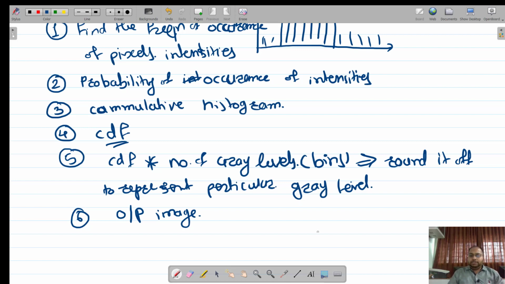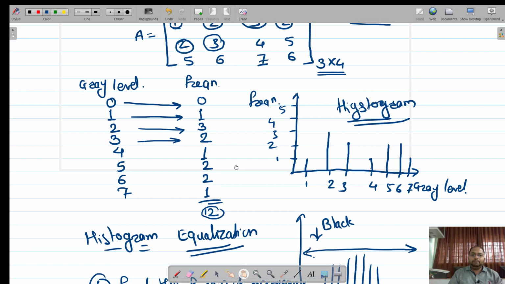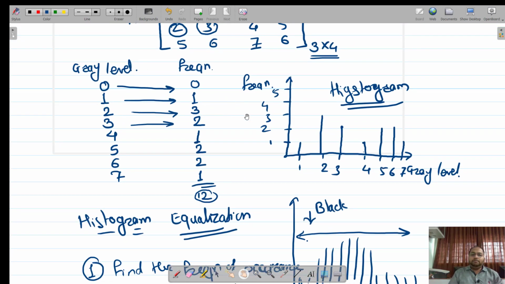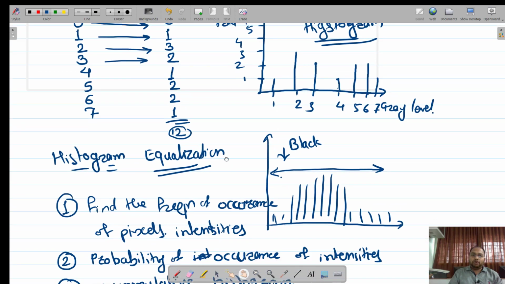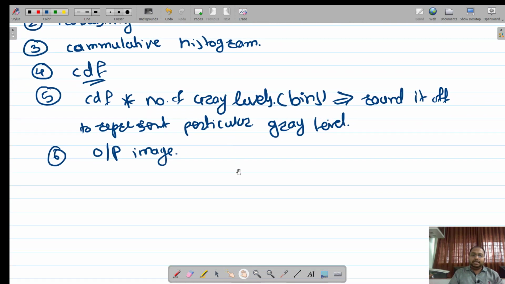So the first thing we have already found out is the frequency, that is the first step. Now we need to find the probability of occurrence. Let me write that table again: gray level, then frequency of occurrence, and then we are going to find the probability of occurrence.